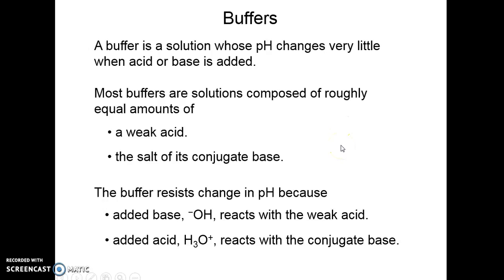Buffers are solutions that stabilize pH. So you add a little bit of acid or a little bit of base and the pH remains essentially the same. To make a buffer, we can mix a weak acid with the salt of its conjugate base. And the reason this works is that you have both acid and base in there. Let's look at this in a little bit more detail.